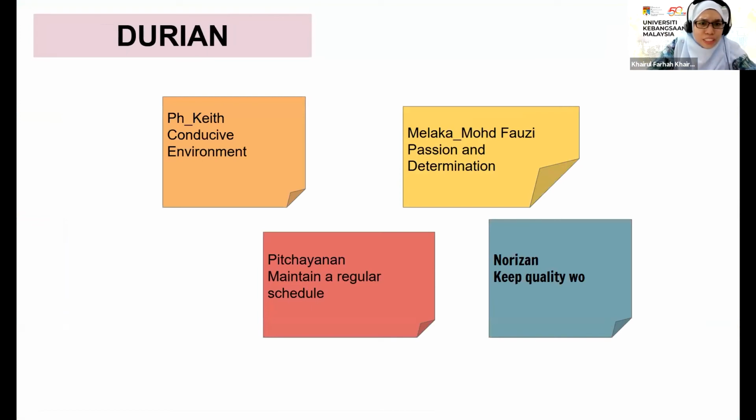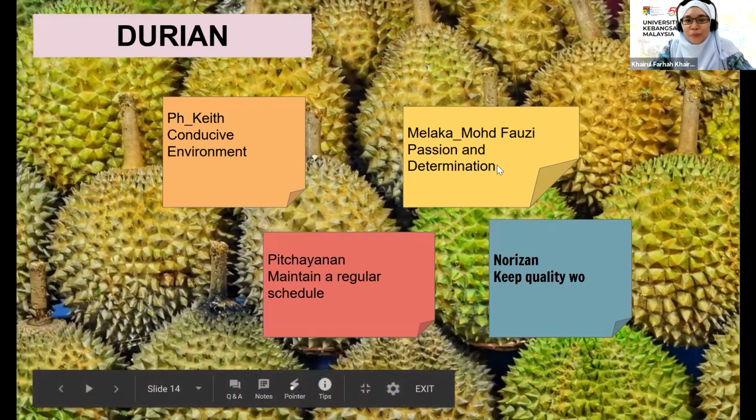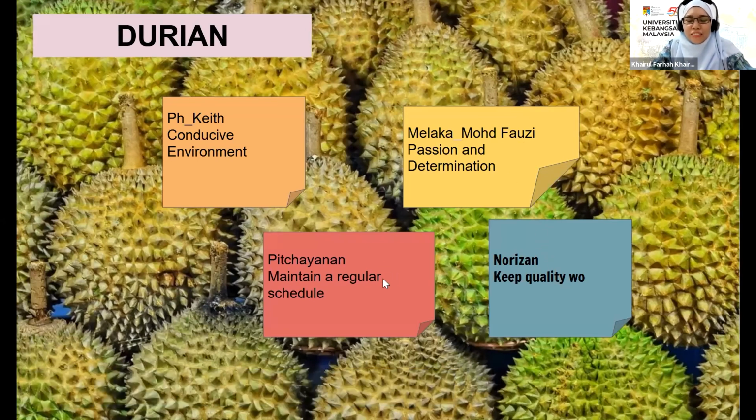We've got, I don't know what's this. Wow, durian. So we've got patience and determination. Keep the quality. Maintain regular schedule. Very good. Conducive environment. Is Google Slide conducive? Yes, if given enough time.